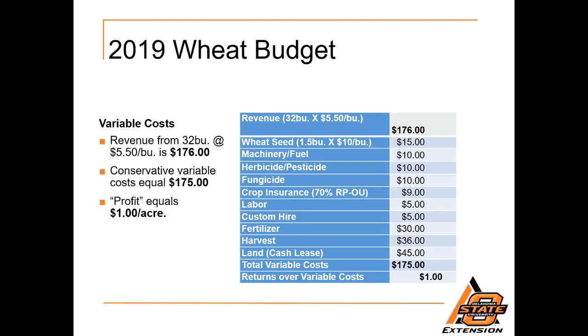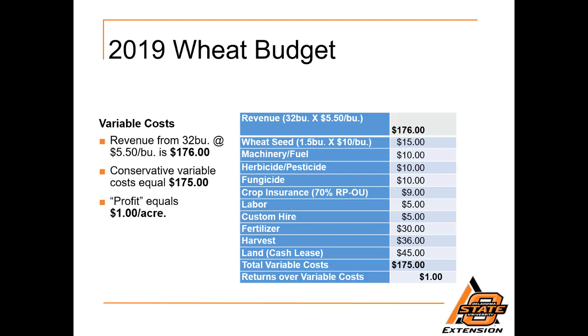So we look at our revenue here at 32 bushels at $5.50 per bushel. It gives us $176. You can find that where my cursor is pointing there. So we know what our expected revenue is. Say that's the average yield for the county that we're in, and that's an expected price based on our marketing plan. If we know we have $176 worth of revenue, what does our variable cost of production look like?